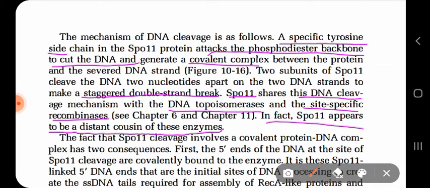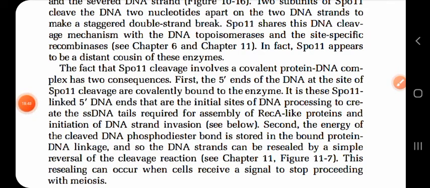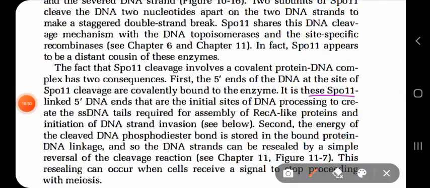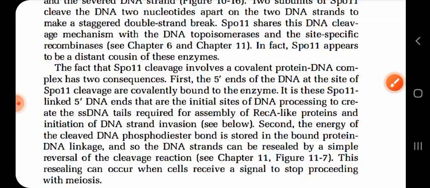This is how SPO11 works. When SPO11 cleaves the DNA, it generates these sticky ends, which become the initial site for other DNA processing enzymes for homologous recombination, like RecA proteins, and strand invasion is initiated. Just like in prokaryotes, where we see the RecA-like proteins, here the MRX protein will allow them to come, bind and interact. Okay, so let us see what they are trying to say here.